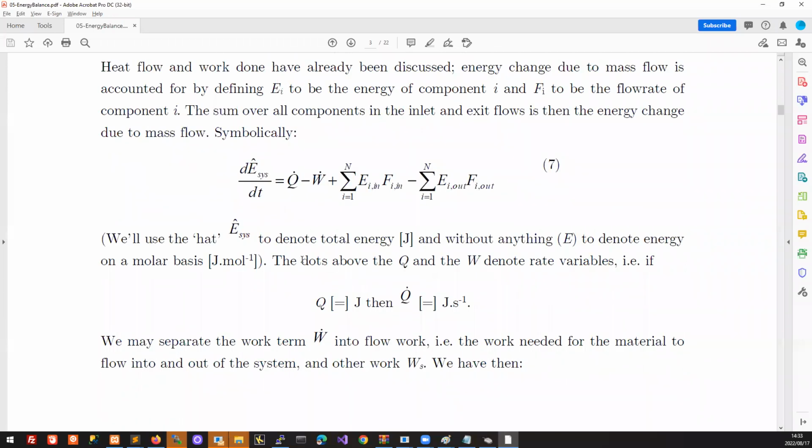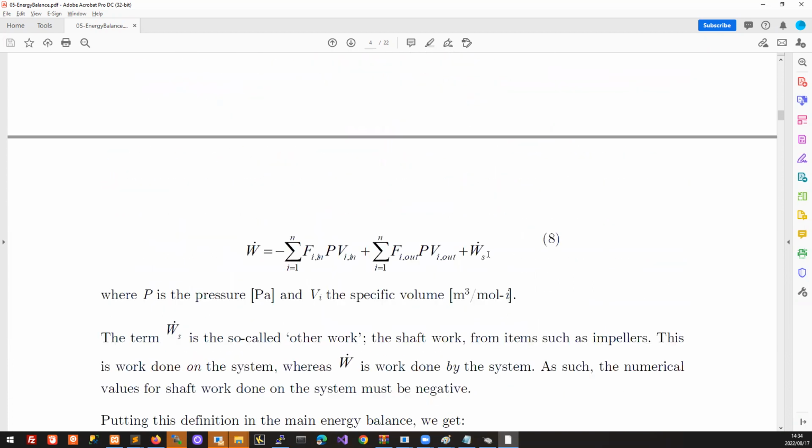And then I guess this is a note on the units. In standard SI units, the unit of energy is joules. And these energies are energy per mole of component i, so this is a molar energy of component i. That's joules per mole, and this is moles per second. So joules per mole times moles per second gives us joules per second, which is of course watts, or power. Anyway, that's just the units.